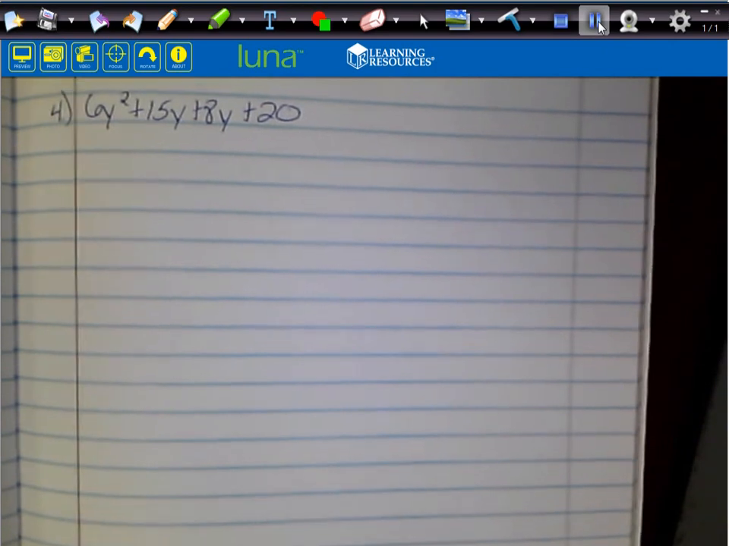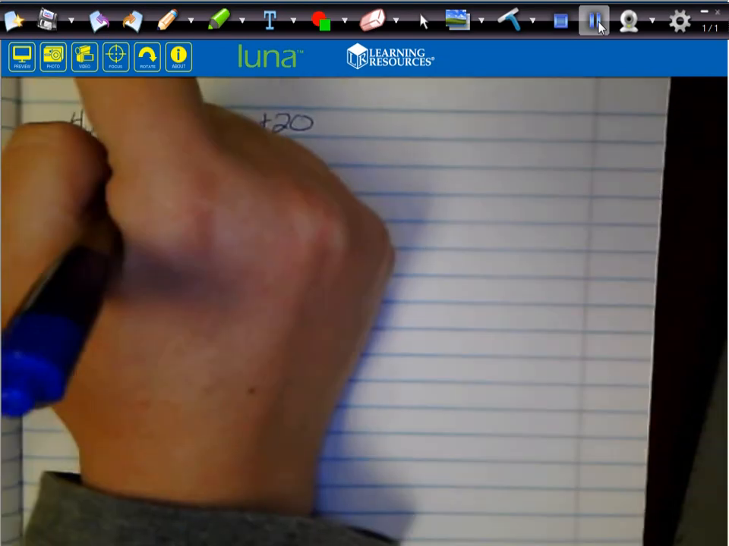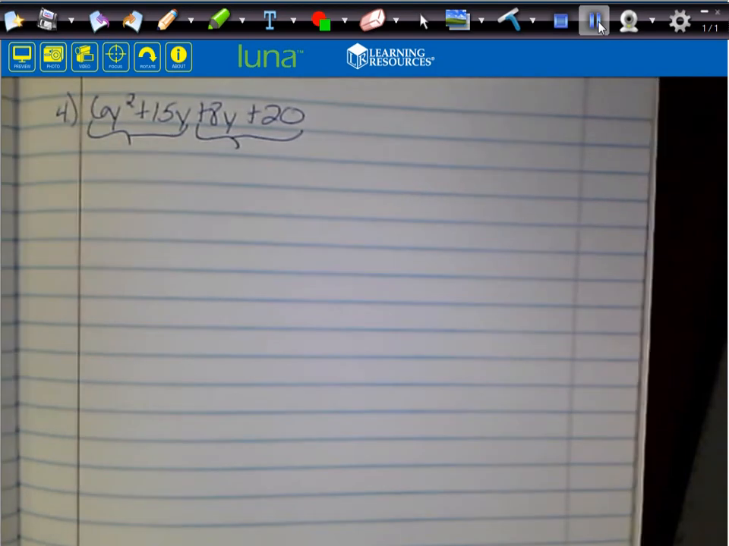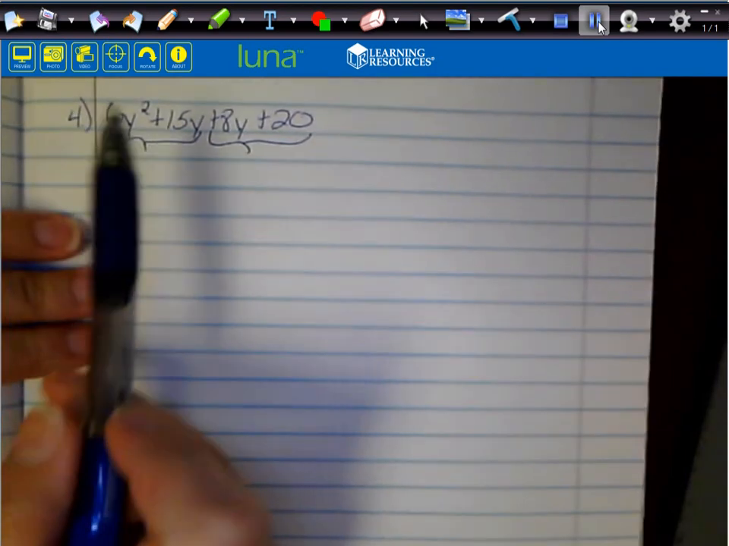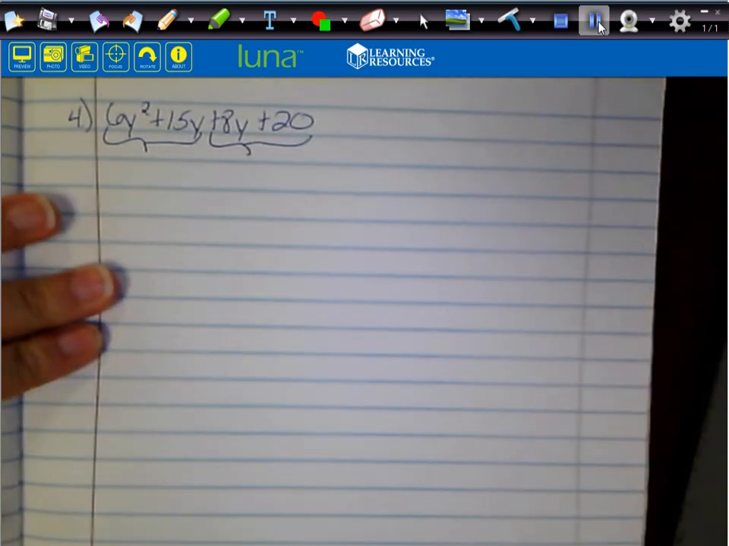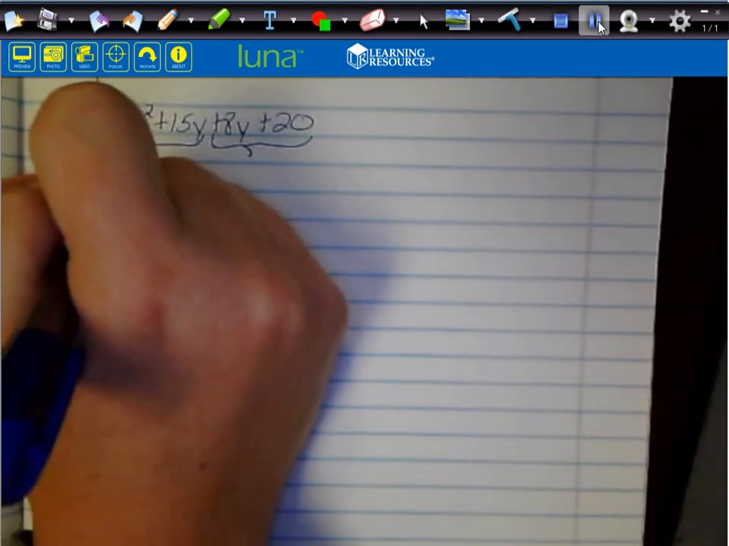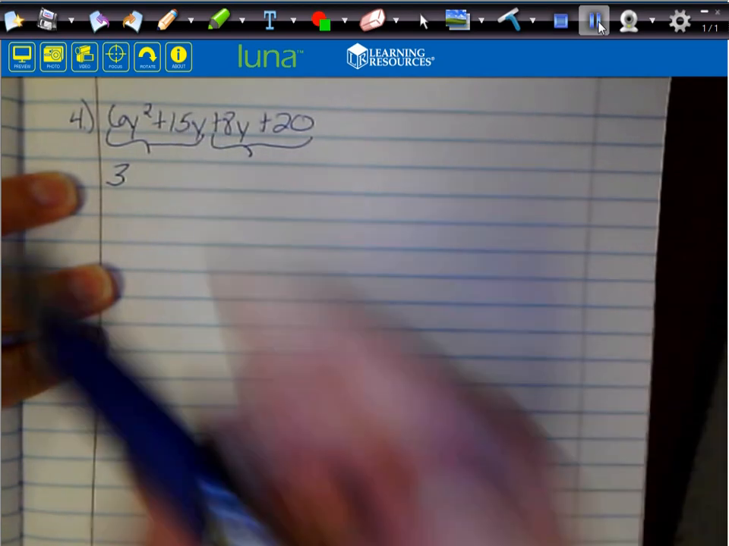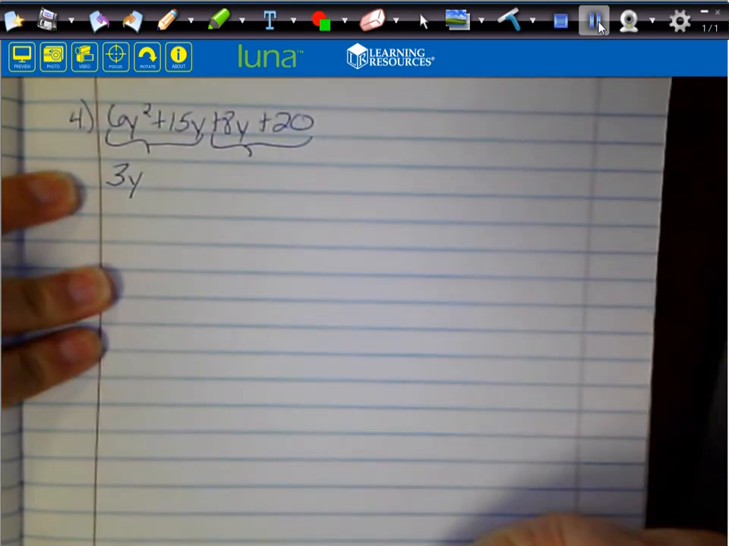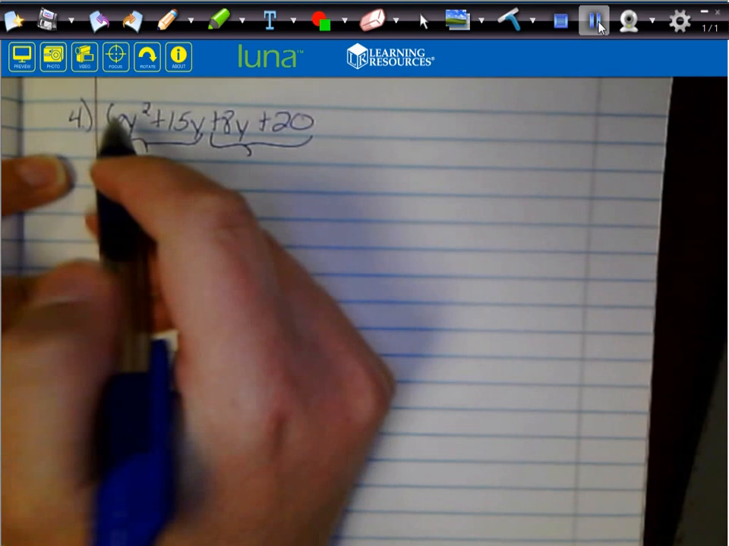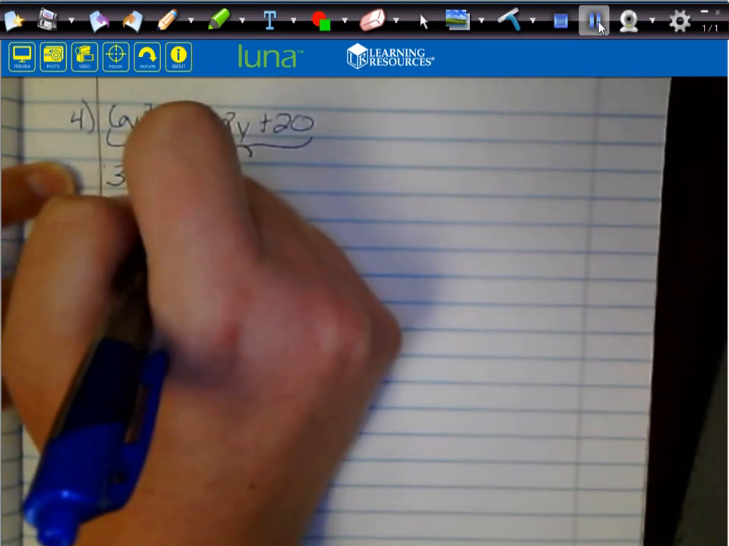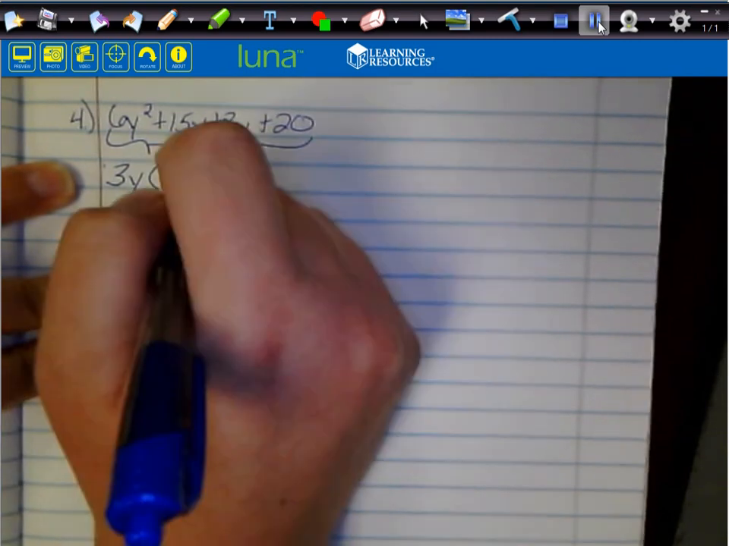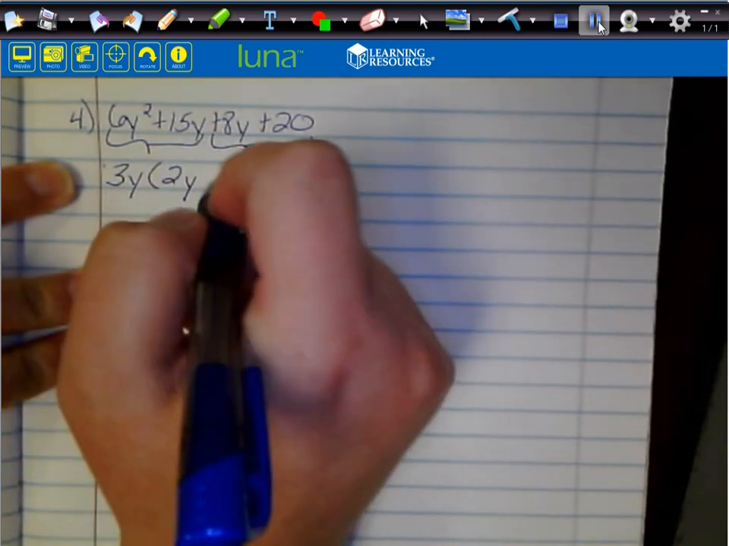Again, same thing that we've been doing on the first 3, we're going to do on this one. We're going to group those first 2, and we're going to group the last 2. I'm going to look at 6 and 15 on my factor sheet and figure out that the greatest thing that they have in common is a 3. Then I'm going to look at my y's. This one has 2 and this one has 1, so they share one of those in common. So I'm going to say 6 divided by 3 is 2, or 3 times 2 is 6. I had 2 y's and I took 1 out, so I have 1 left. 15 divided by 3 is 5.